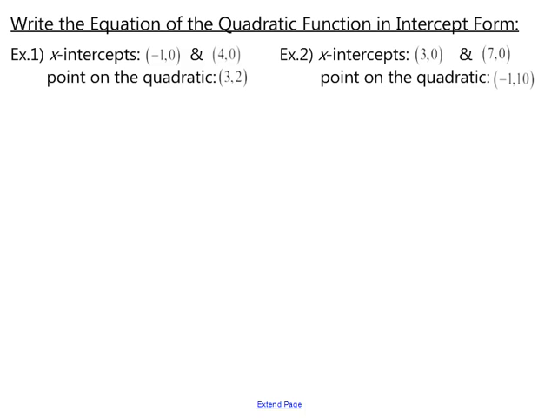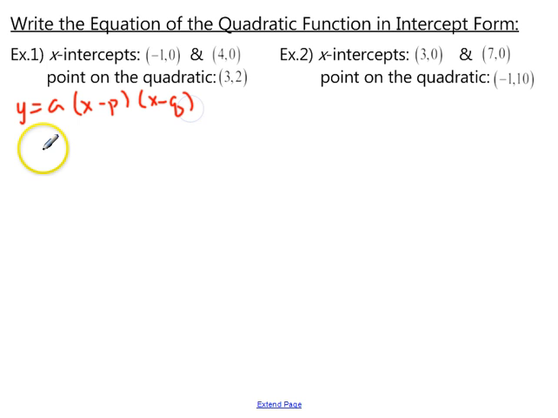So again, let's walk through a couple examples. I'll do this first one with you, and then I'll have you try the second on your own. So we have two x-intercepts and then a point on the quadratic. So we want to start off with our equation, y equals a times x minus p times x minus q.